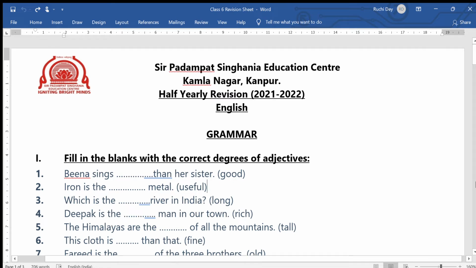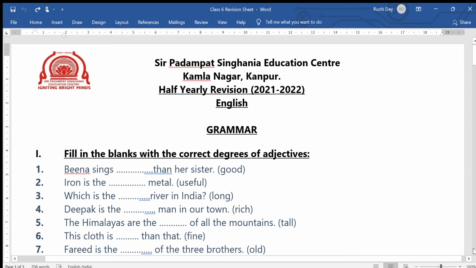Iron is the dash metal. The moment you get to see the in it, you know which one it is. It is the superlative form, and the word we need is useful. So iron is the most useful metal. Moving further, we have: which is the dash river in India. Again, we get to see the. Long is the word, so it becomes longest. Which is the longest river in India?